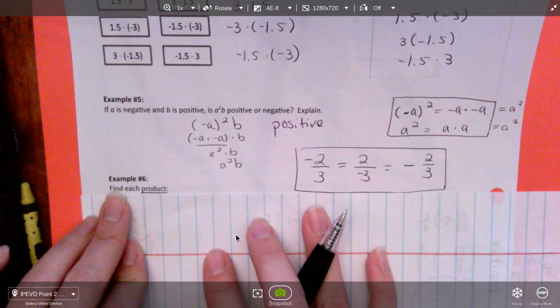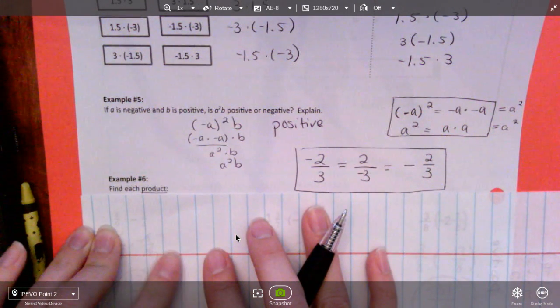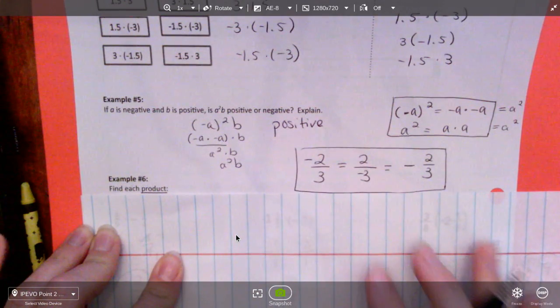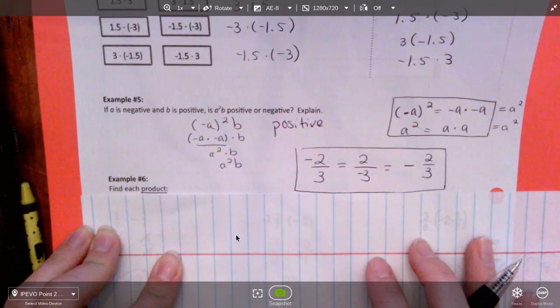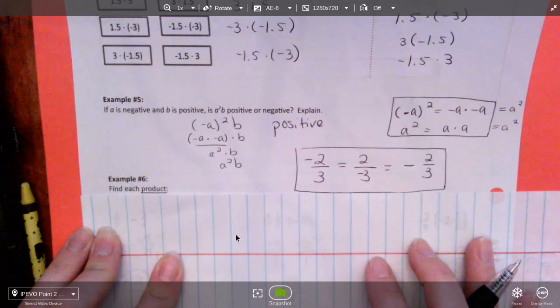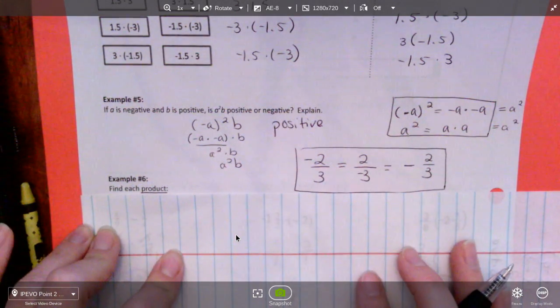So I think that you can go ahead and try number 6, all 3 of those examples there. Just make sure that you're mindful of the negative signs and pause the video. When you come back, these will be all done.